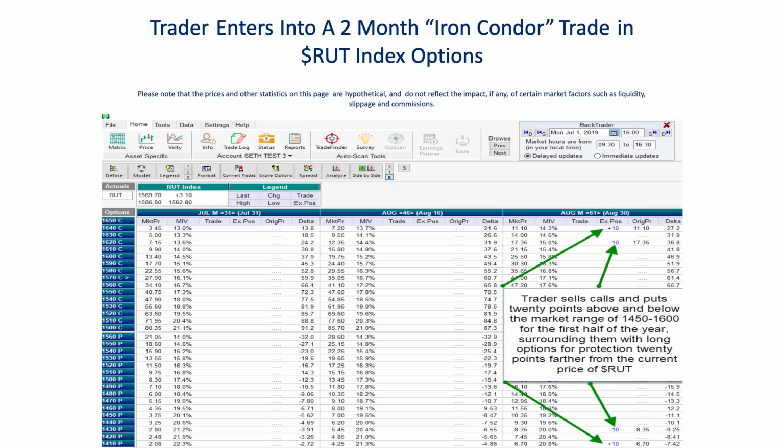So now this entire combination, the short calls above the market and the short puts below the market, surrounded by long options on both sides, this formation is known to options traders as an iron condor. And as you can see, it will run through August under our trader's thesis that the market will be kind of sluggish over the summer.